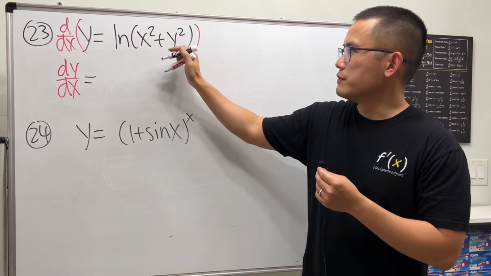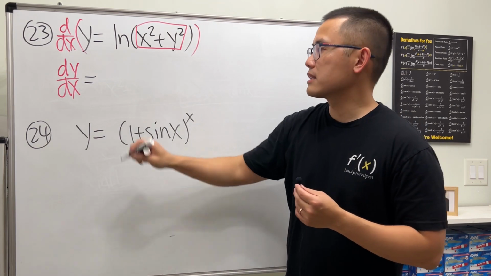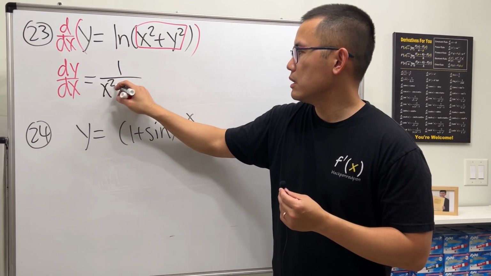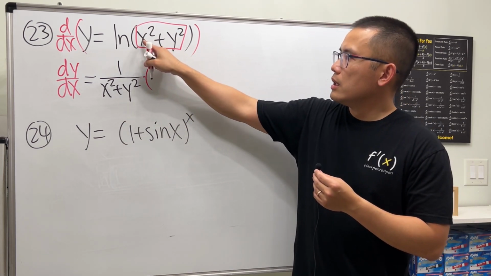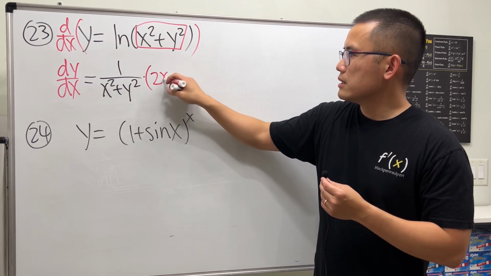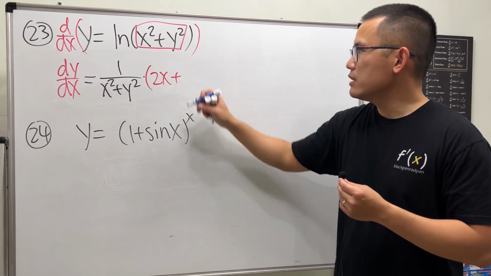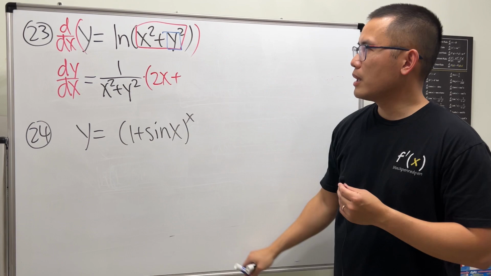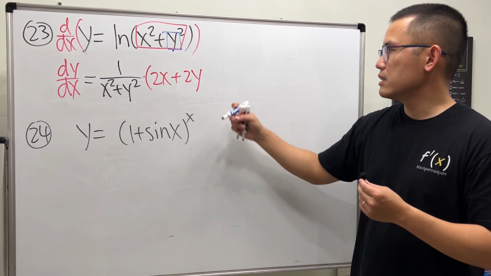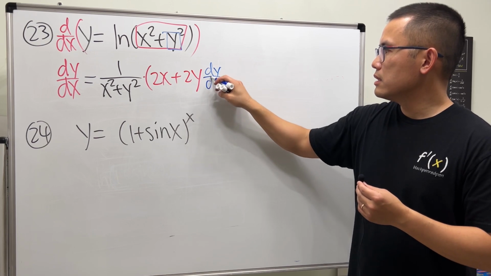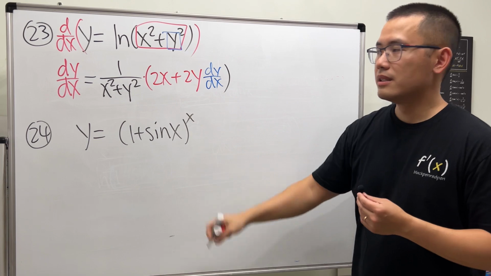Now we have ln of something, so ln of a box. It's going to be 1 over the box. And then we multiply by the derivative of the inside. X squared will give us 2x. And we add the derivative of y squared. And that's really the same as saying this to the second power. So 2y and then dy dx. And the dy dx is only for the 2y. So it's just going to be like this.